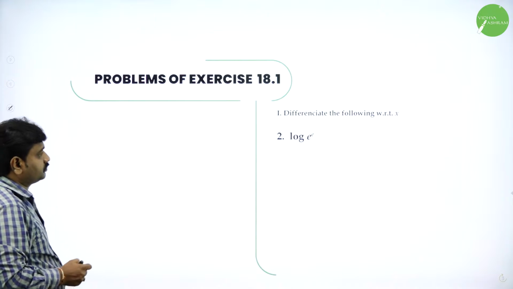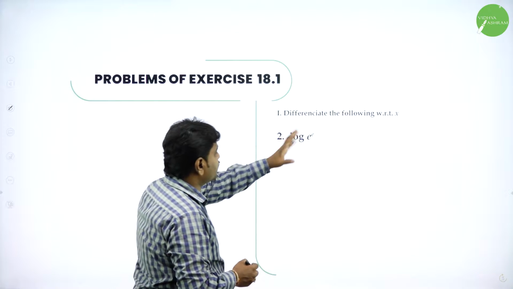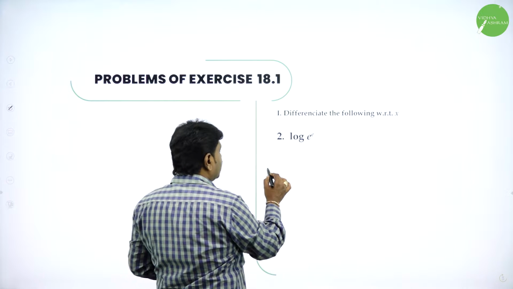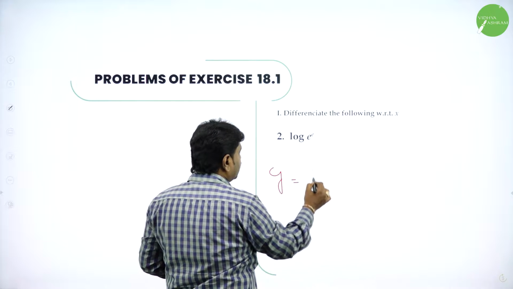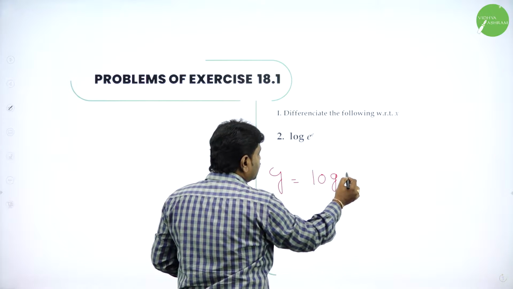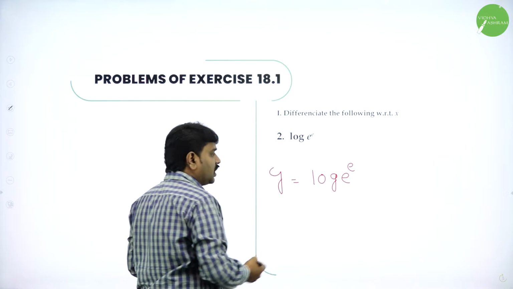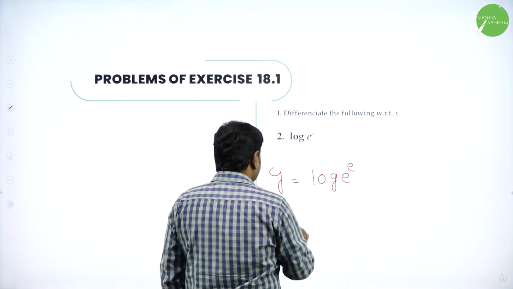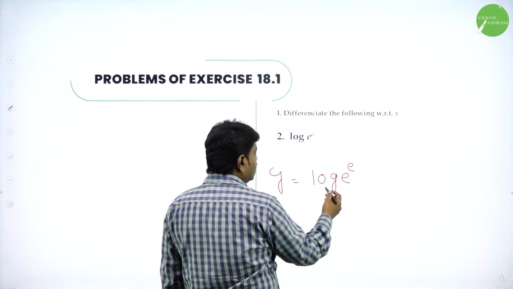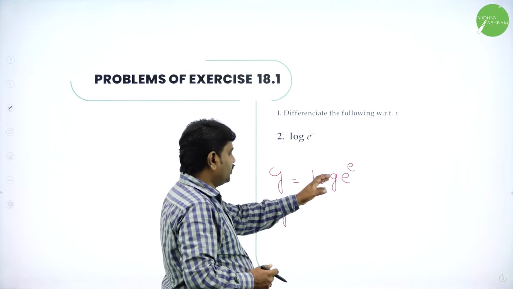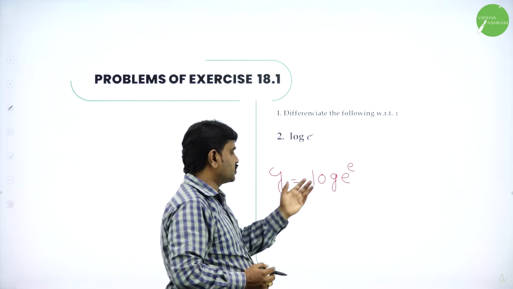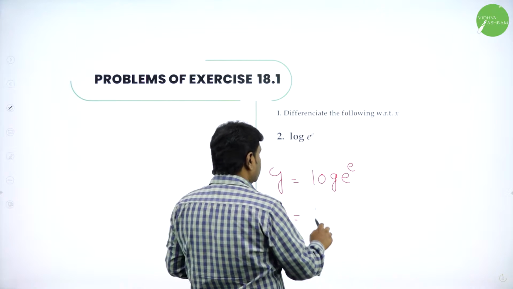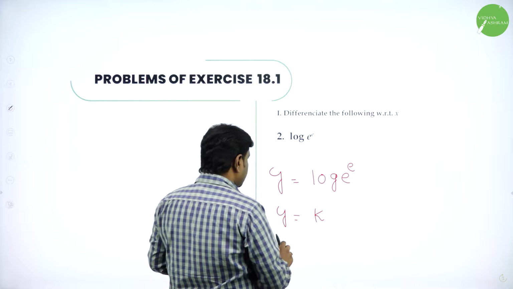Next, they want you to differentiate the following with respect to x. Second question, y is equal to, they give log base e. See, log base e they give, that is constant. Log base e is constant. We don't have x, the variable is not there, so we can call this constant. So differentiate both sides.